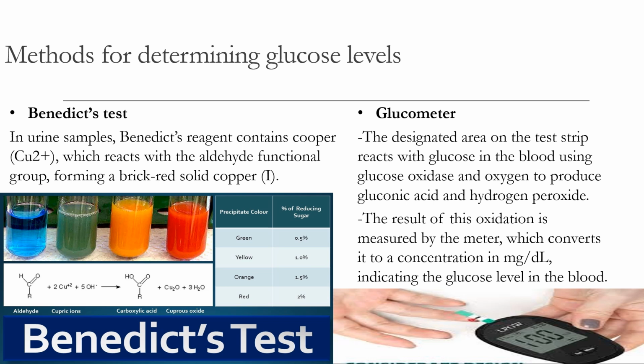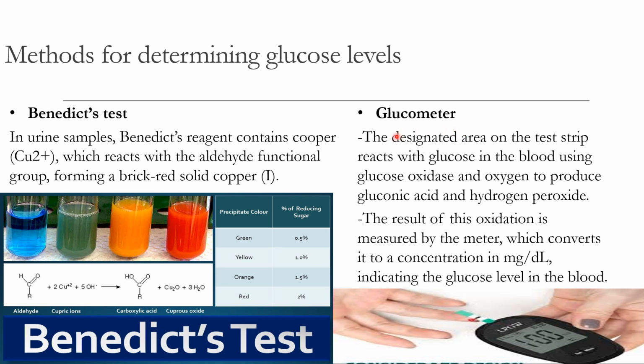With the Benedict test, we use a urine sample and add a Benedict reagent. The Benedict reagent contains copper. As you can see, the chemical formula right here, which reacts with the aldehyde functional group, forming a brick red solid copper color right here, like this one, in the presence of high glucose level, and a clear blue in the presence of no glucose.